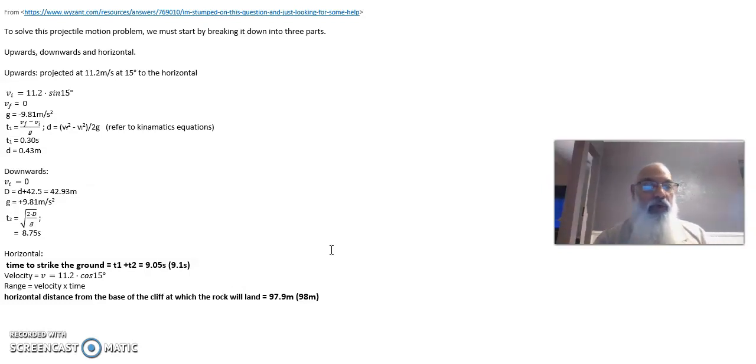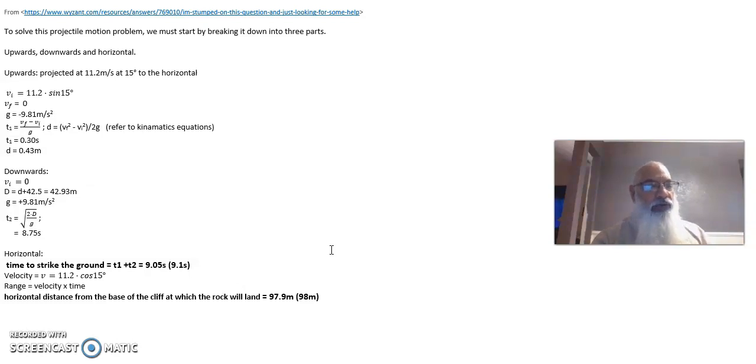How high does it go? It goes 0.43 meters above the level from which it was thrown, or the level of the cliff. And once again, that equation's up there. If you want to use that equation in your calculator, you should be able to find that the distance is 0.43 meters. I am using two significant digits here, considering that 15 degrees is two significant digits. So that's why the answers are all reduced to two significant digits.